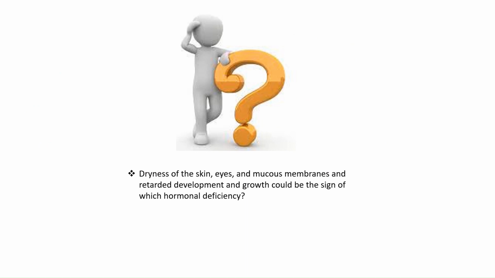Now, one question from my end for you all: dryness of the skin, eyes, mucous membrane, and retarded development and growth could be the sign of which vitamin deficiency? We learned about vitamin A, D, E, and K. Now you have to tell me, among these, the deficiency of which one can bring about these particular symptoms.